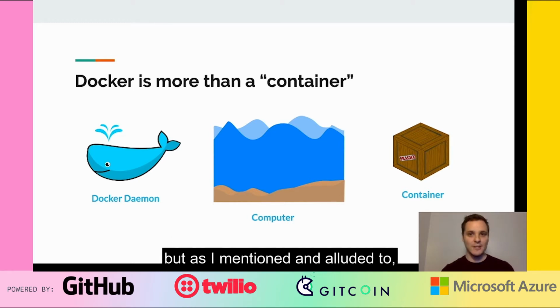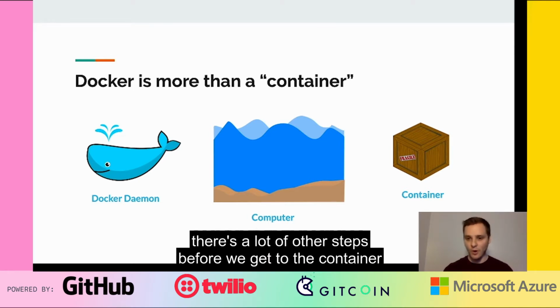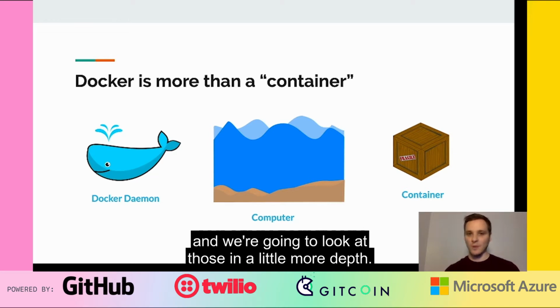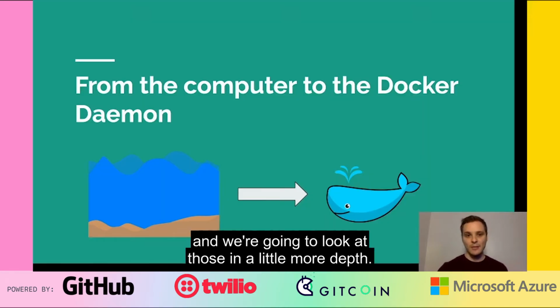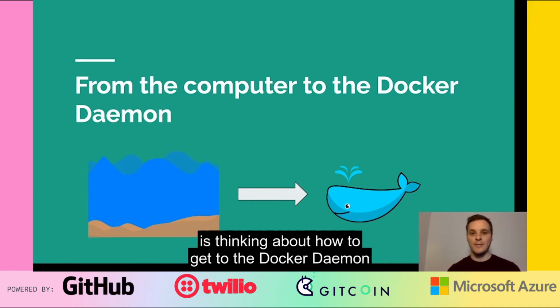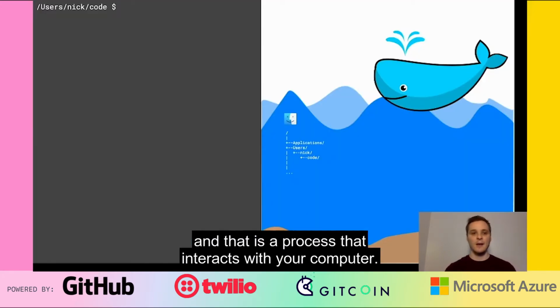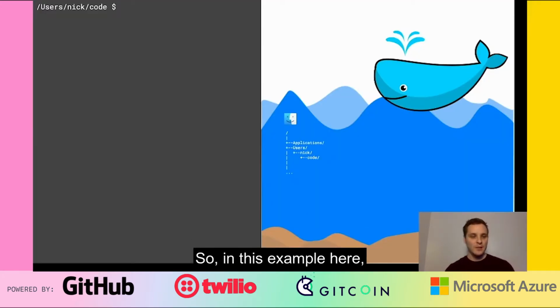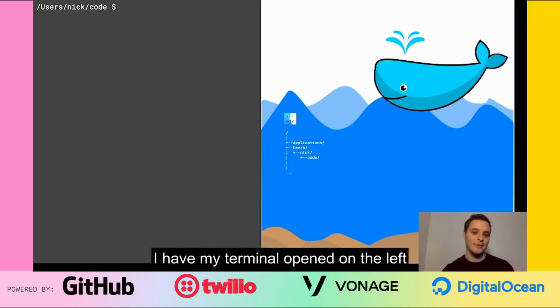But as I mentioned and alluded to, there's a lot of other steps before we get to the container, and we're going to look at those in a little more depth. The first step before we even think about containers is thinking about how to get to the Docker daemon, and that is a process that interacts with your computer. So in this example here, I have my terminal opened on the left, and I have an oceanic representation of my computer on the right.